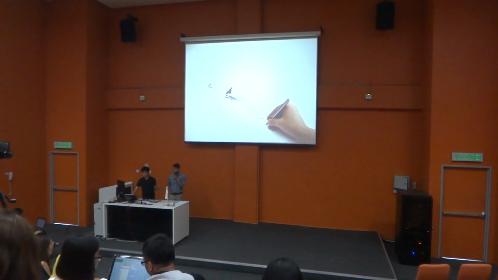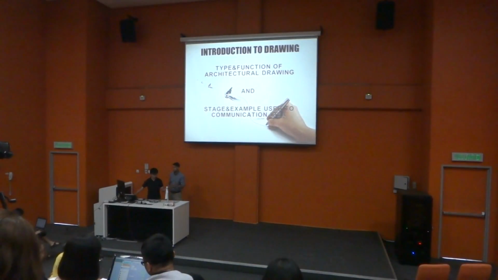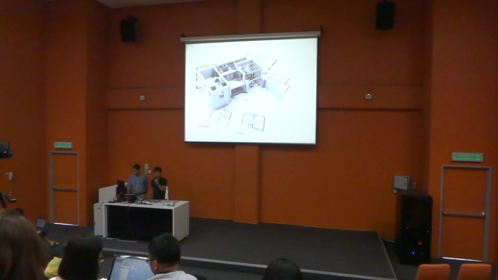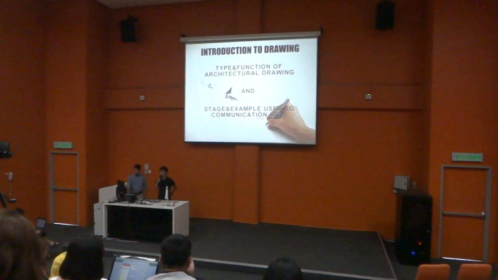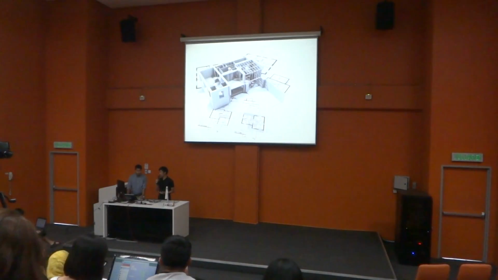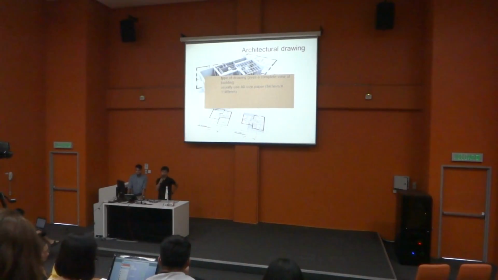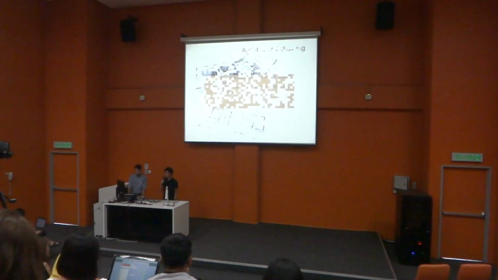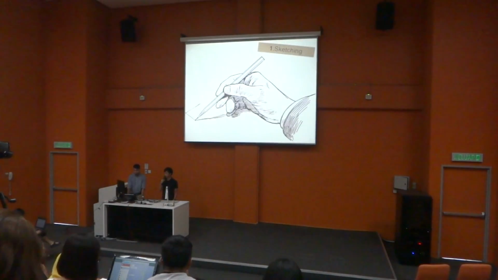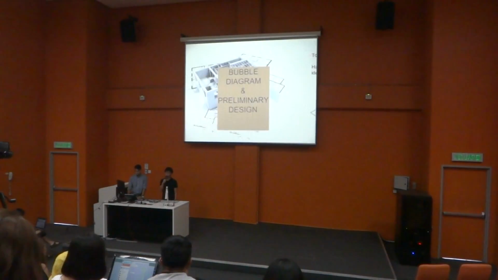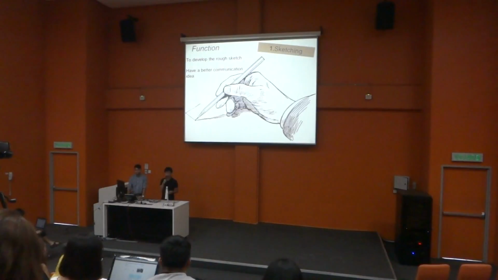Now my friend Ryan will explain the introduction to drawing. Hi everyone, I'm Ryan and I'm going to be talking about introduction to drawing. So what is architectural drawing? Architectural drawing is a type of drawing that gives us the complete view, and usually architects will use A0 size paper to draw it. The first part of architectural drawing is sketching, and it is important to have a rough sketch so that it gives better communication between the architect and the client.